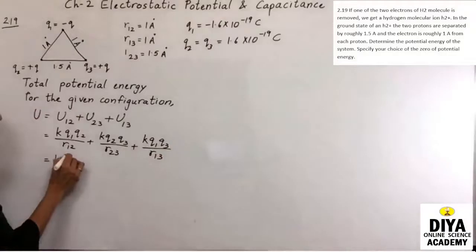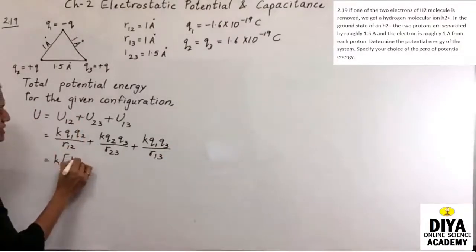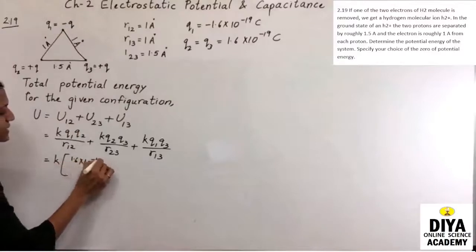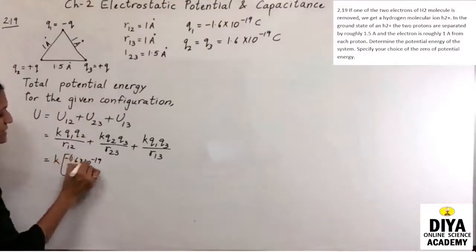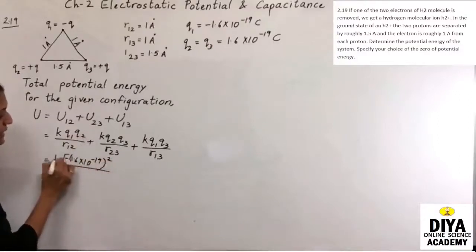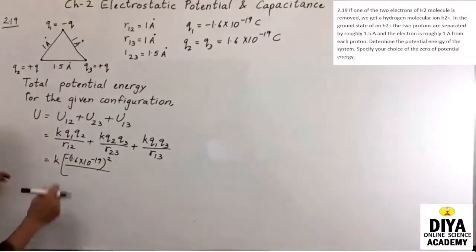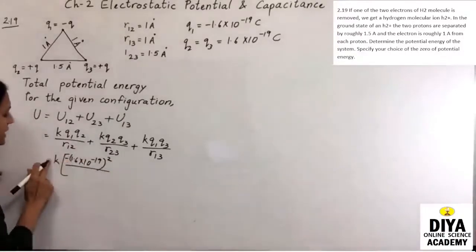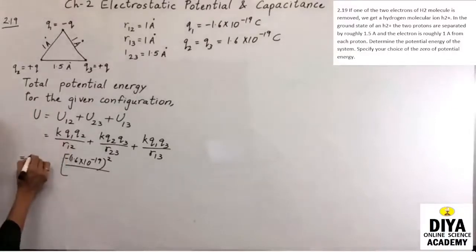K can be taken out as common. Q1, as it is said, is 1.6 into 10 raised to minus 19. Q2 is also 1.6 into 10 raised to minus 19. Only one of them is negative. So taking the negative sign out and making the square of 1.6 into 10 raised to minus 19, we will also write the value of K, that is 9 into 10 raised to 9.